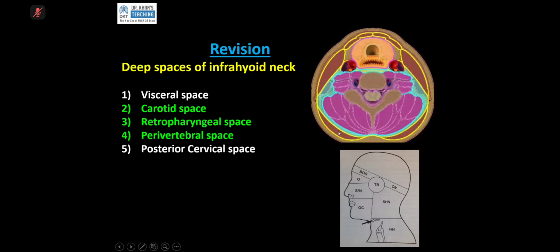Now, if we revise the head and neck spaces, the neck is divided into the suprahyoid neck and the infrahyoid neck.